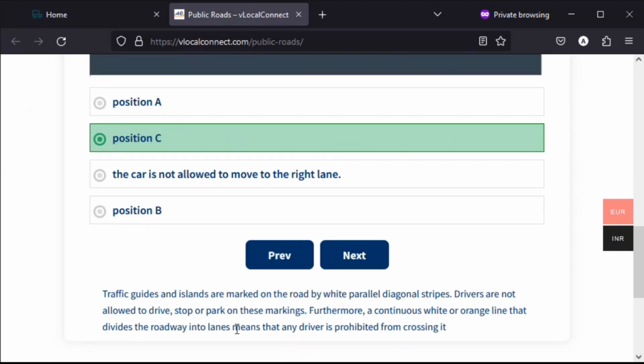And you can read the explanation. The traffic guides and islands are marked on the road with white parallel diagonal strips. Drivers are not allowed to drive, stop, or park on these markings. Okay.